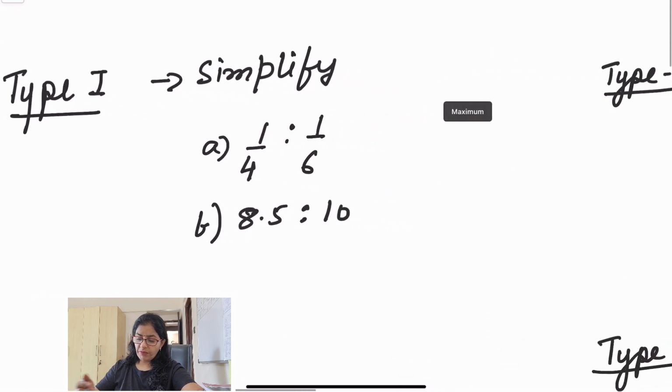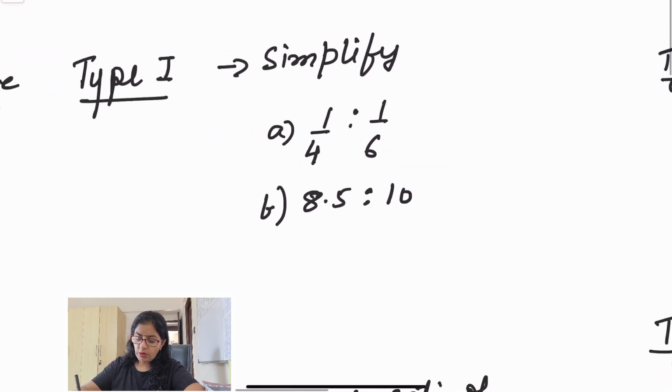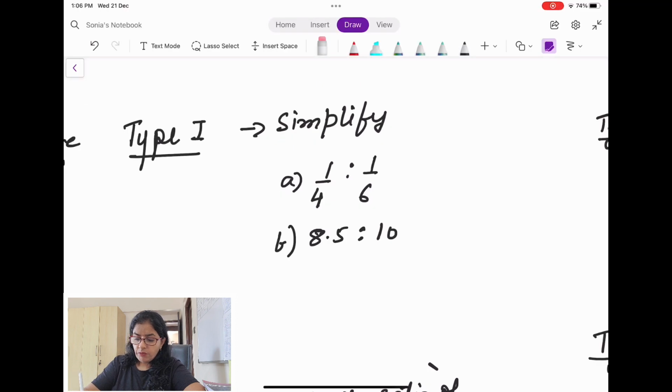Now how do we simplify the ratio if it is in fractions or decimals? If it was a normal ratio like 2 is to 3, or 4 is to 6, you would have easily said 4 is to 6 becomes 2 is to 3. No issues. But in this case, the ratio is 1 upon 4 and 1 upon 6. How do we simplify it?